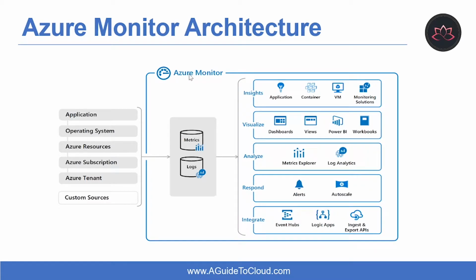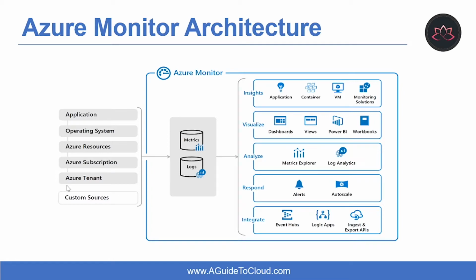So what is Azure Monitor? Azure Monitor maximizes the availability and performance of your applications and services by delivering a comprehensive solution for collecting, analyzing, and acting on telemetry from your cloud and on-premises environments. It helps you understand how your applications are performing and proactively identifies issues affecting them and the resources they depend on. This example high-level diagram shows the two fundamental data types that Azure Monitor uses: metrics and logs.